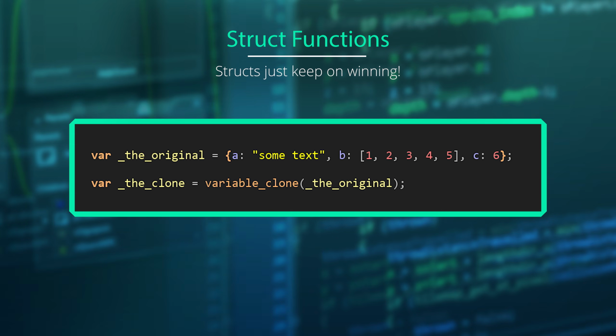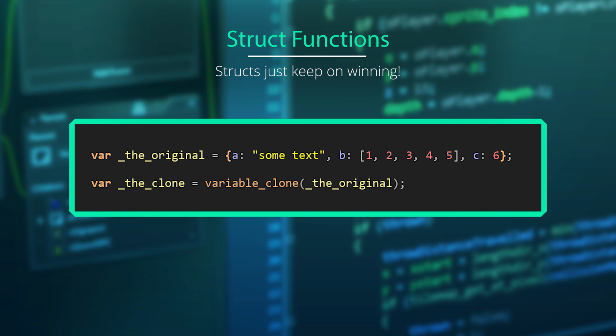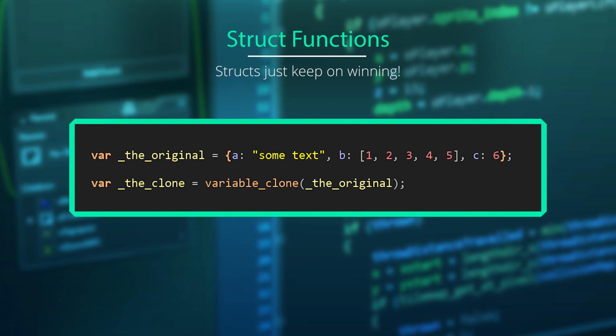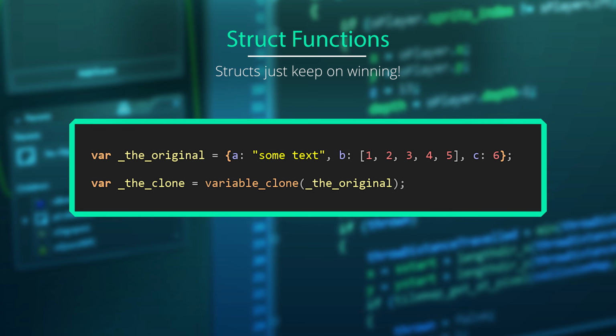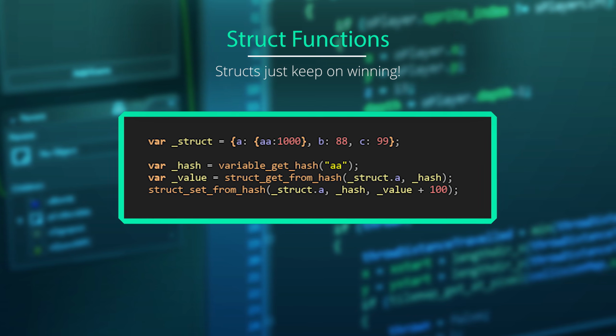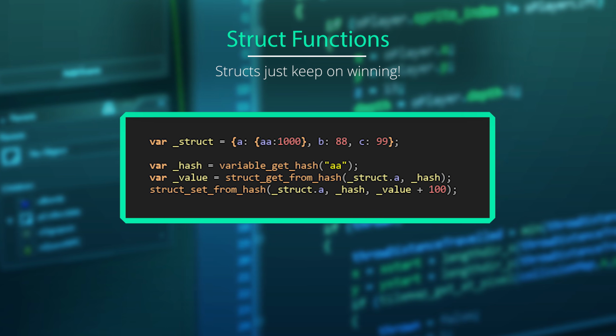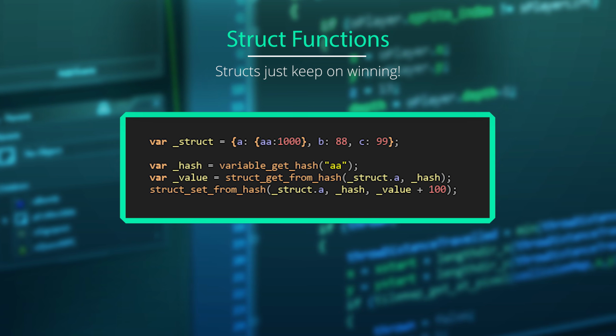Variable clone. Finally, we're able to directly copy an existing struct and all of its contents without having to manually write those contents to a new struct or use a constructor. Very, very useful. And some struct hash functions which provide a slightly more efficient, as I understand it, way to find struct members from arbitrary strings.